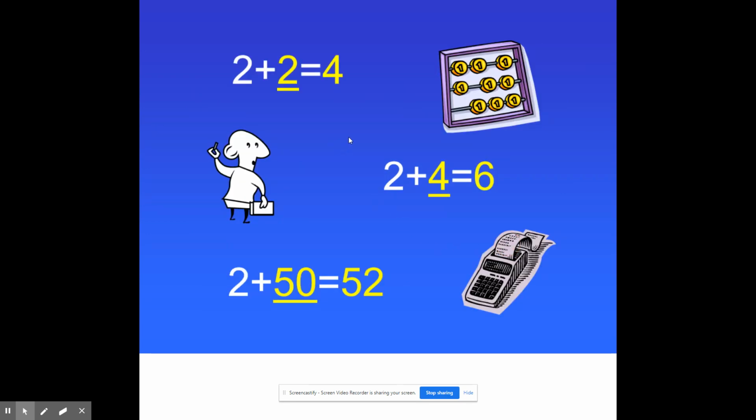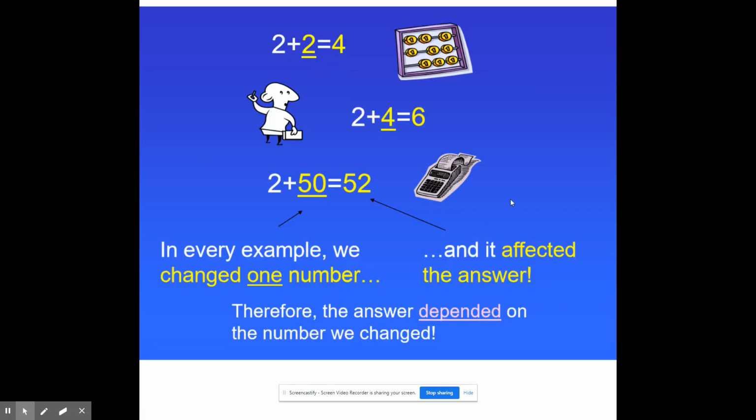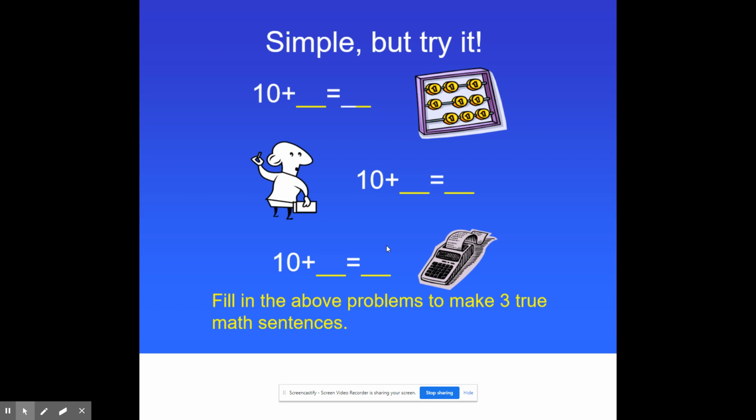So if I put in a 2, my answer is 4. If I put in a 4, my answer is 6. If I put in a 50, my answer is 52. And so in every example, we changed one number, and it affected the answer. So the answer depended on what we changed. It is very simple, but if we try it here, we could do 10 + 5 is 15, 10 + 20 is 30, 10 + 100 is 110, and so on.